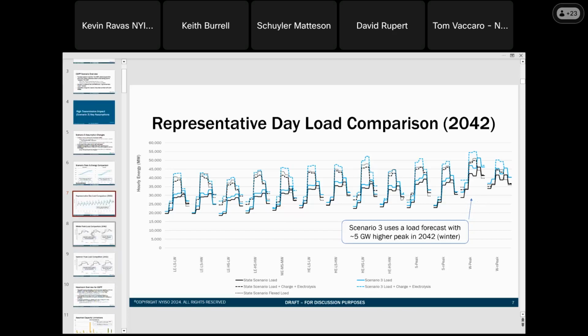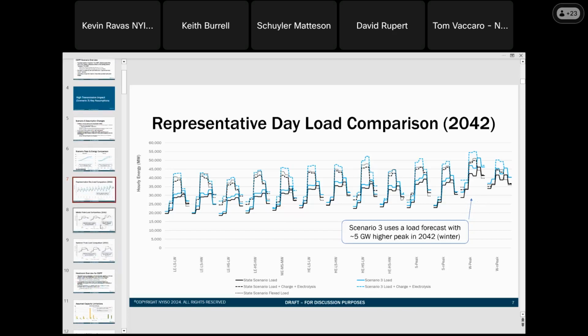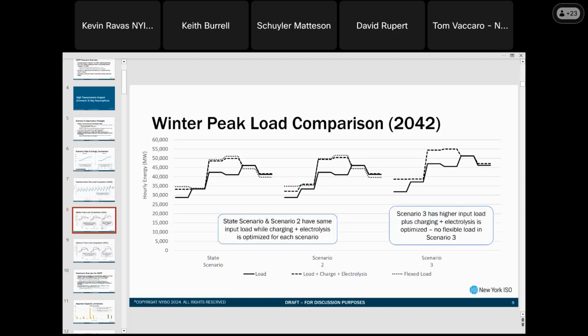But we've also quantified it on just peak, one of the most important periods that we look at. We're showing a winter peak comparison, and this is more side by side rather than having that data on top of each other like in the last slide. And again, you're able to see how much more load is increasing.